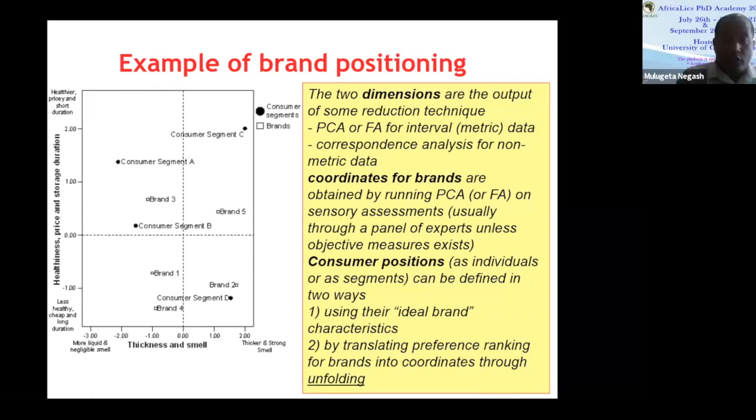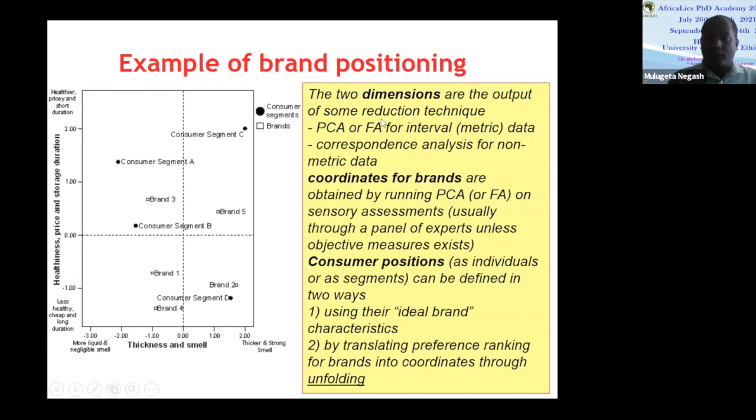This procedure is called unfolding. That is, consumer segment D will be requiring brand 4, consumer segment A is preferring brand 3, and consumer segment B is preferring brand 5. And consumer segment C is preferring these brands. This procedure is called unfolding. We might read this one.